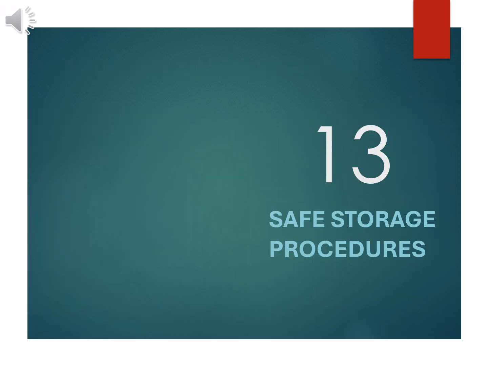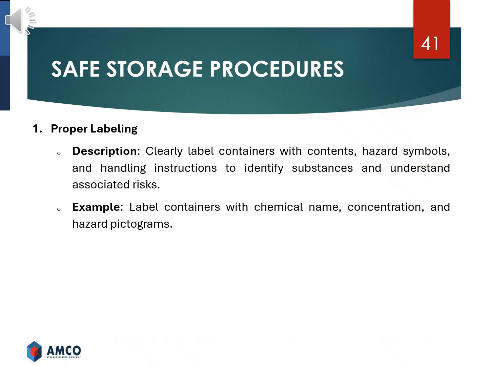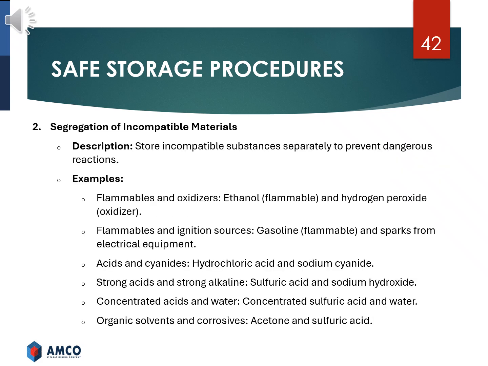Safe storage procedures. 1. Proper labeling. Description: clearly label containers with contents, hazard symbols, and handling instructions to identify substances and understand associated risks. Example: label containers with chemical name, concentration, and hazard pictograms. 2. Segregation of incompatible materials.